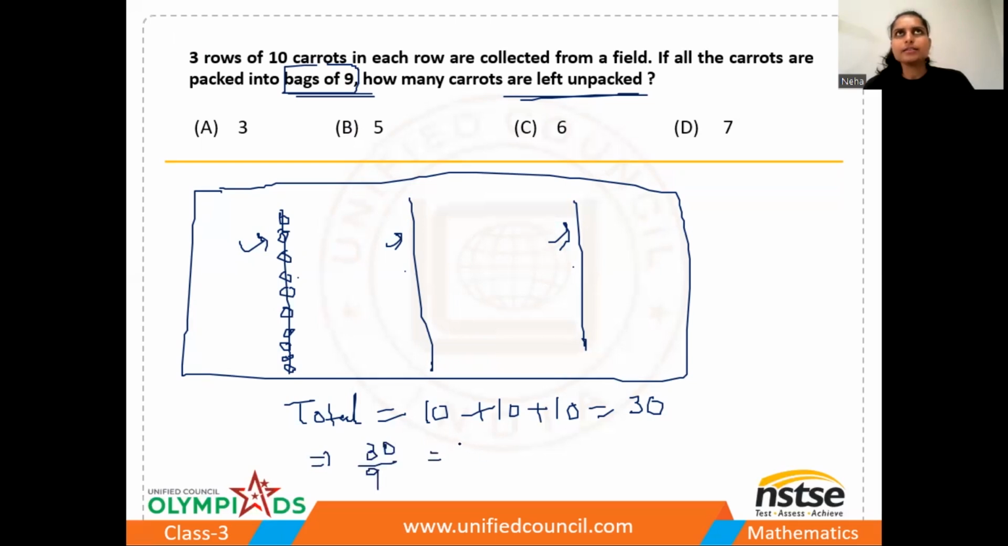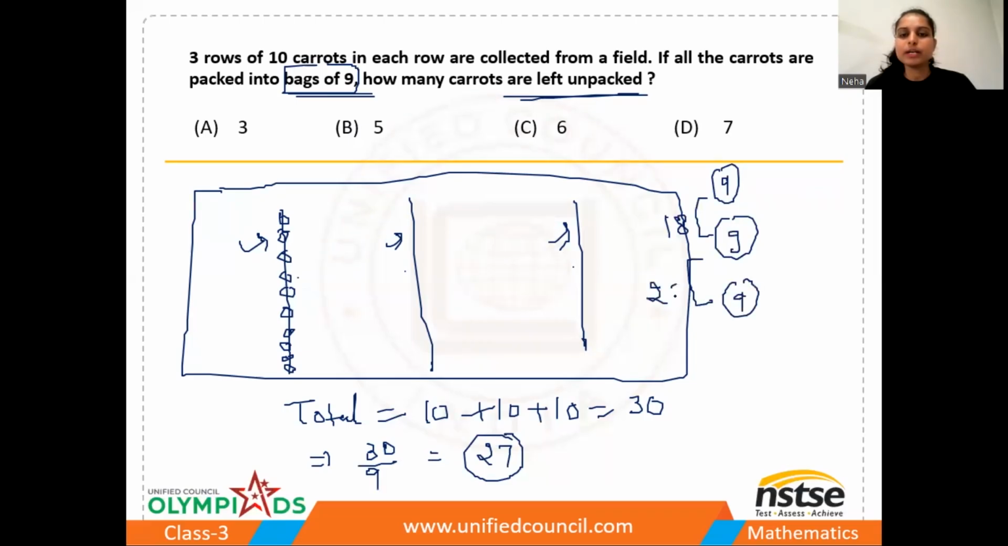So 9 times 3 is 27. Right? So 27 carrots I can pack. In one bag I can pack 9. Then in the second bag I can again pack 9, so it becomes 18. In the third bag again I can pack 9, so it becomes 27.